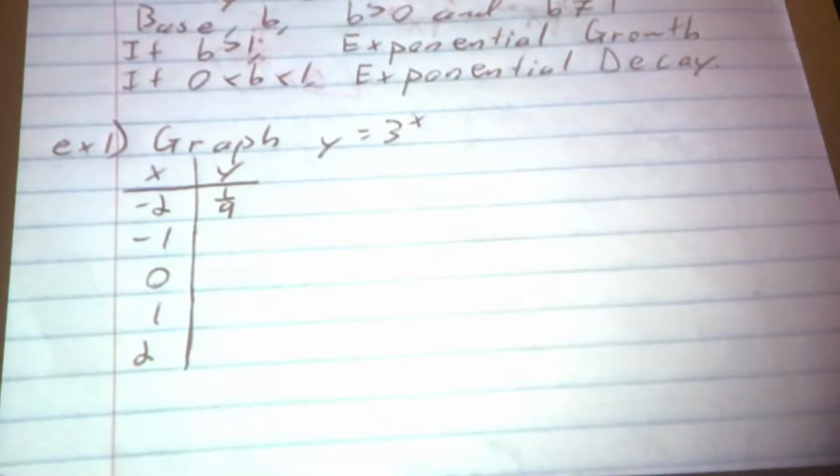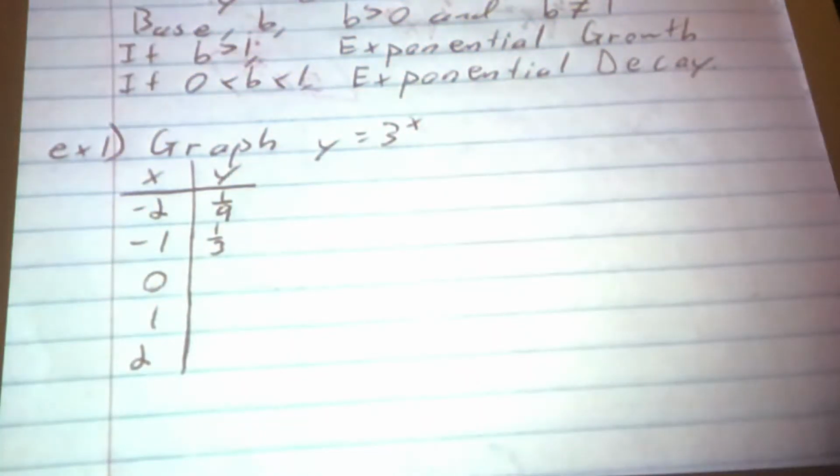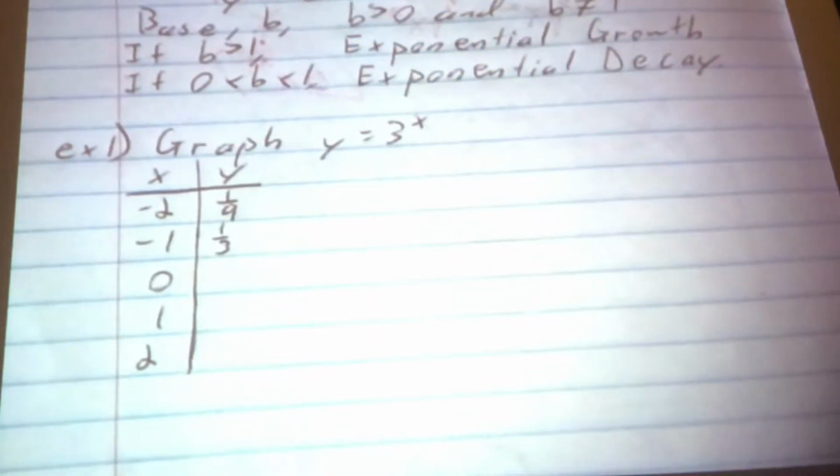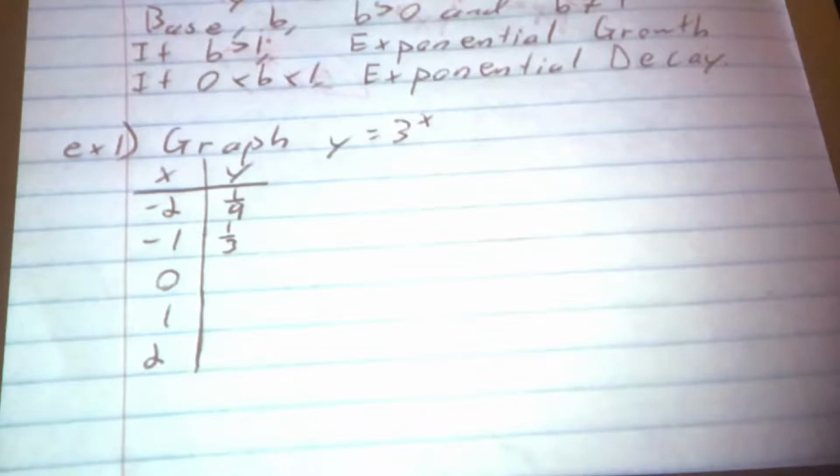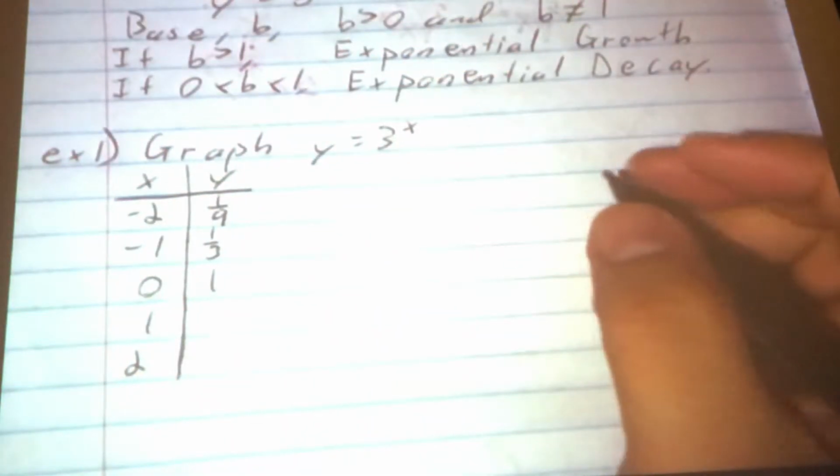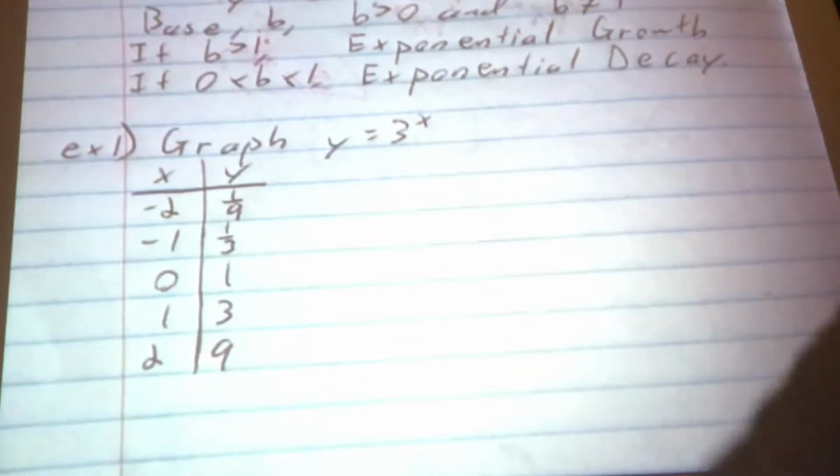So 3 to the power of -1 is 1 over 3. 3 to the power of 0 is 1, and 3 to the power of 1 is 3. Any number to the power of 0 is 1.